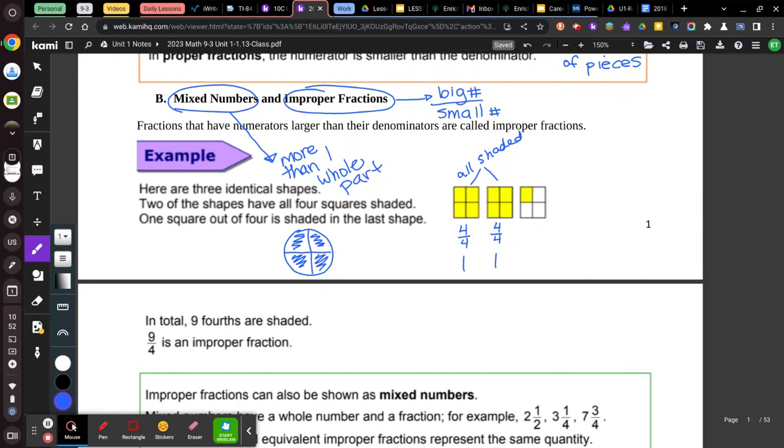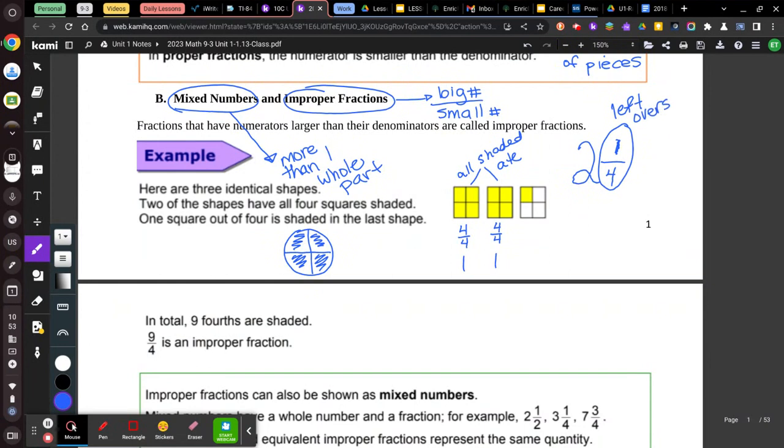So if we consider these, maybe we ordered rectangle pizzas and we ordered 3 pizzas. How much would we have left over out of 3 pizzas? Well, we ate 2 big whole ones, so we ate these. They're gone. So we have 2 wholes, and then we have 1 out of 4 shaded. That's how many is left over. So this is called the leftovers.